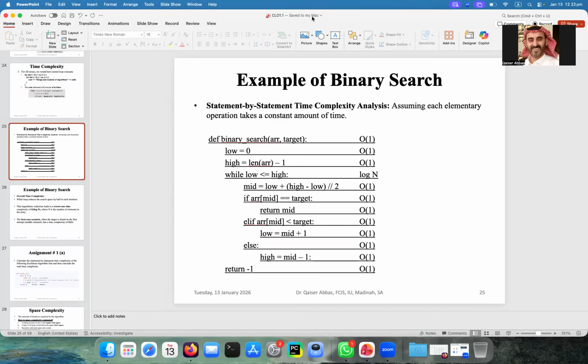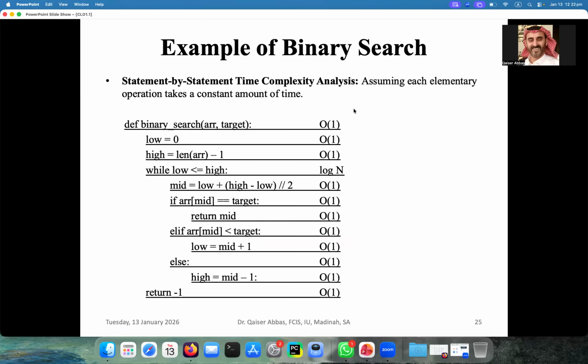Okay, I think let's start, huh? More than half of the class is present now. We are total seven, so four are here. Okay.